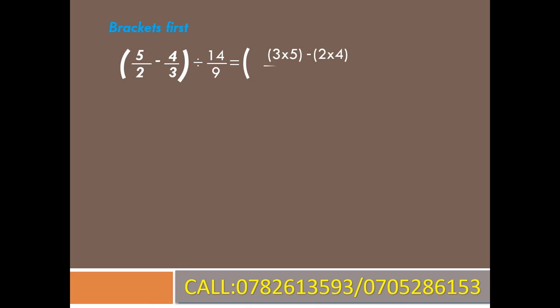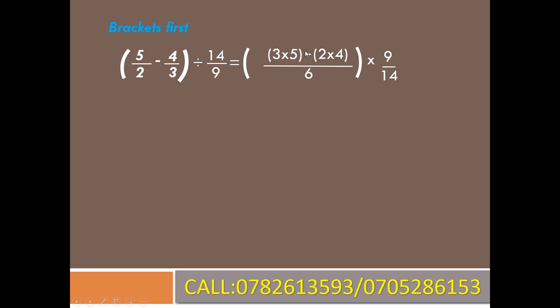What is our LCM? The LCM of 2 and 3 is 6. So 6 divided by 2 is 3, times 5. Keep the sign minus. Now 6 divided by 3 is 2, times 4. Now this division we shall say times the reciprocal, which is 9 out of 14. So we get this value in the brackets.